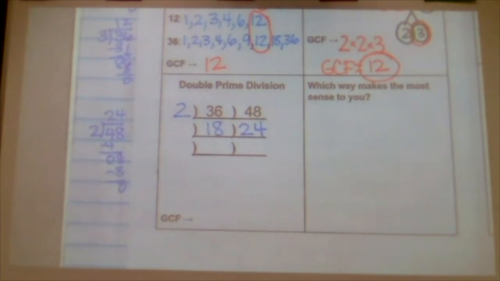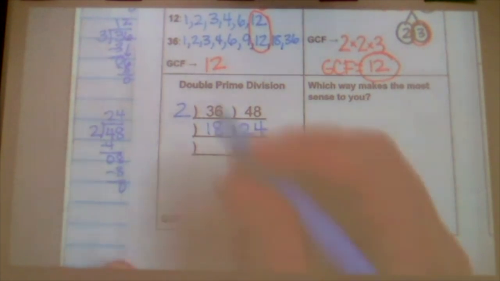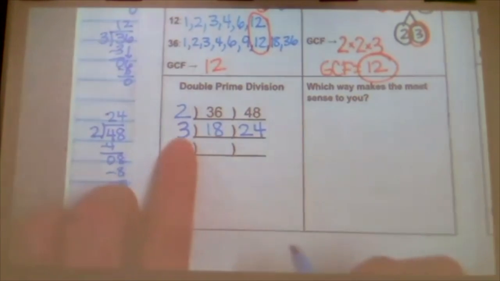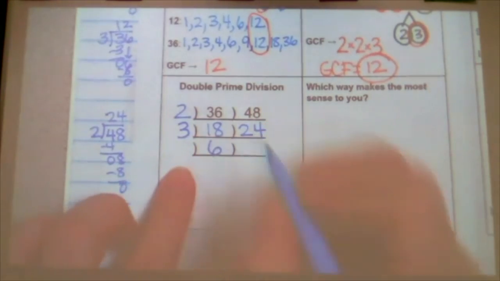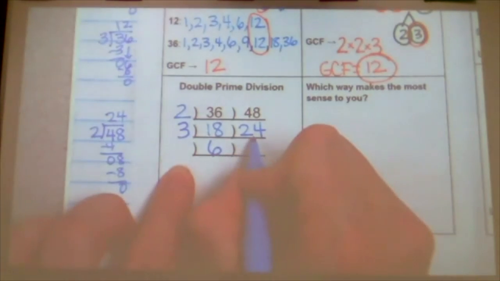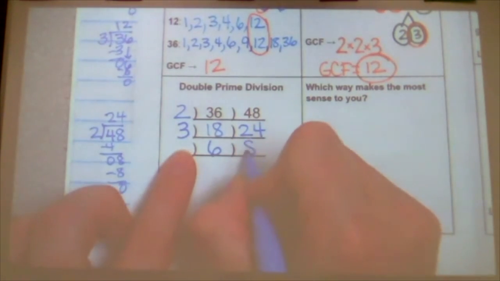Okay. Now we're going to double prime divide again. 18 and 24, do they have another prime number in common? Oh, I see a 3 fact. So I'm going to put a 3 on the outside. 18 divided by 3 is 6. 24 divided by 3 is 8.